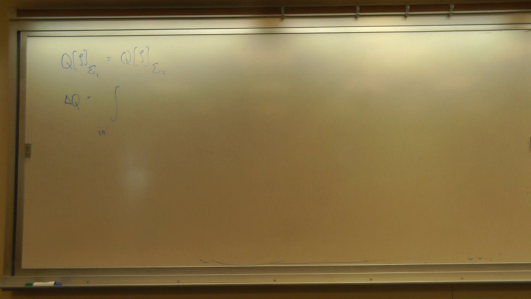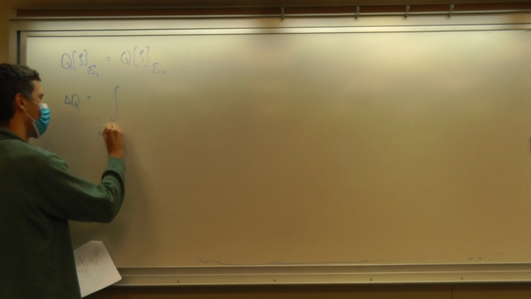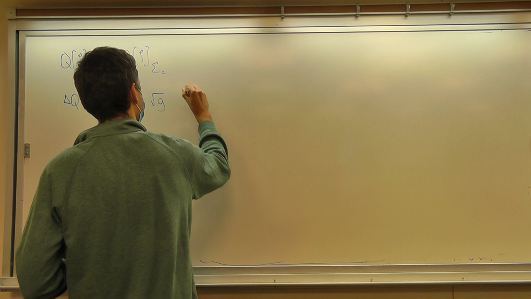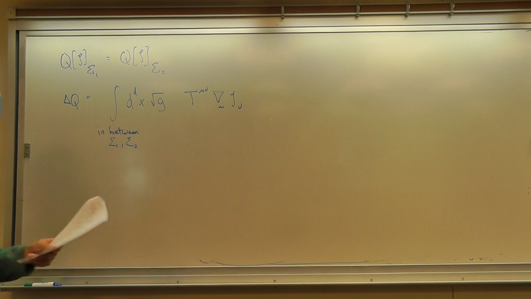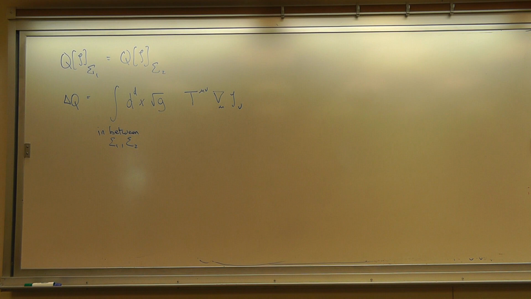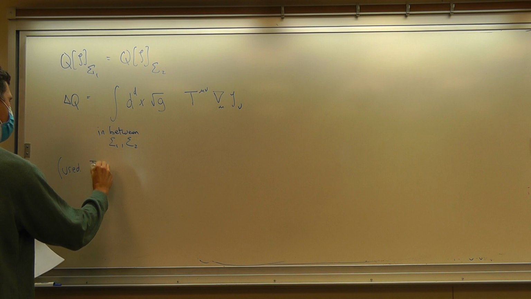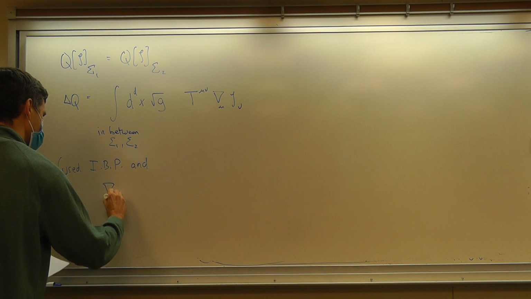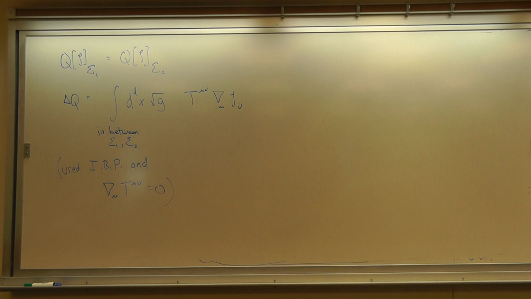Okay, so I'm going to subtract the two charges and integrate by parts to write this as the integral over everything in between sigma 1 and sigma 2. And so that's the integral d^d x root g T mu nu grad mu zeta nu, where I've just integrated by parts. I also used conservation of the stress tensor, grad mu T mu nu equals zero, in order to write the derivative only acting on zeta.